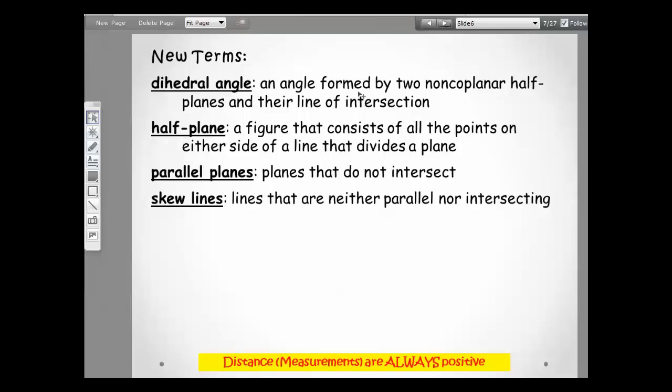Dihedral angle: an angle formed by two noncoplanar half planes and their line of intersection. That sounds tough, but once you see a picture, it's not. A half plane is a figure that consists of all points on either side of a line that divides a plane. Parallel planes are planes that do not intersect, just like parallel lines. And skew lines are lines that are neither parallel nor intersecting. That's interesting.